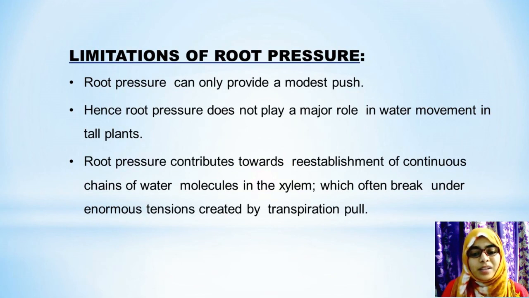Root pressure contributes towards the establishment of continuous chains of water molecules in the xylem, which often break under the enormous tension created by the transpiration pull. That is, when there is continuous movement of water molecules, what happens? If transpiration is taking place, the movement will be continuous. Unless more pressure is created, what happens? The movement of water takes place through guttation. So there is a breakage in the chain in the water process. So because of these limitations, this theory was not completely accepted.